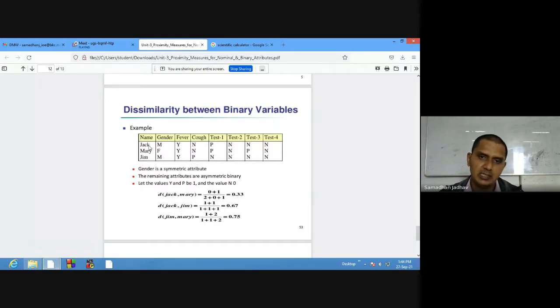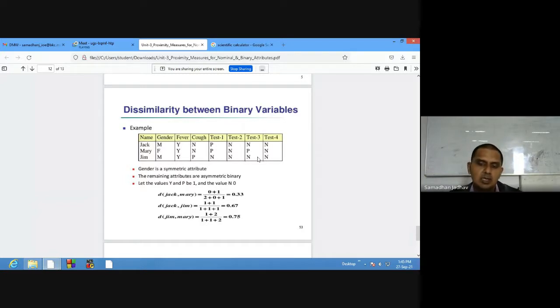So Jack and Jean, what is the Q? Consider the 1 1 case here, Jack and Jean. Fever has 1 1, so Q is 1. Cough, is there a 1 1? No. Okay, so Q is 1. R is what? 1 0. In Jack and Jean, is there a 1 0? Yes, test 1 has 1 0, positive and negative. So R is also 1.